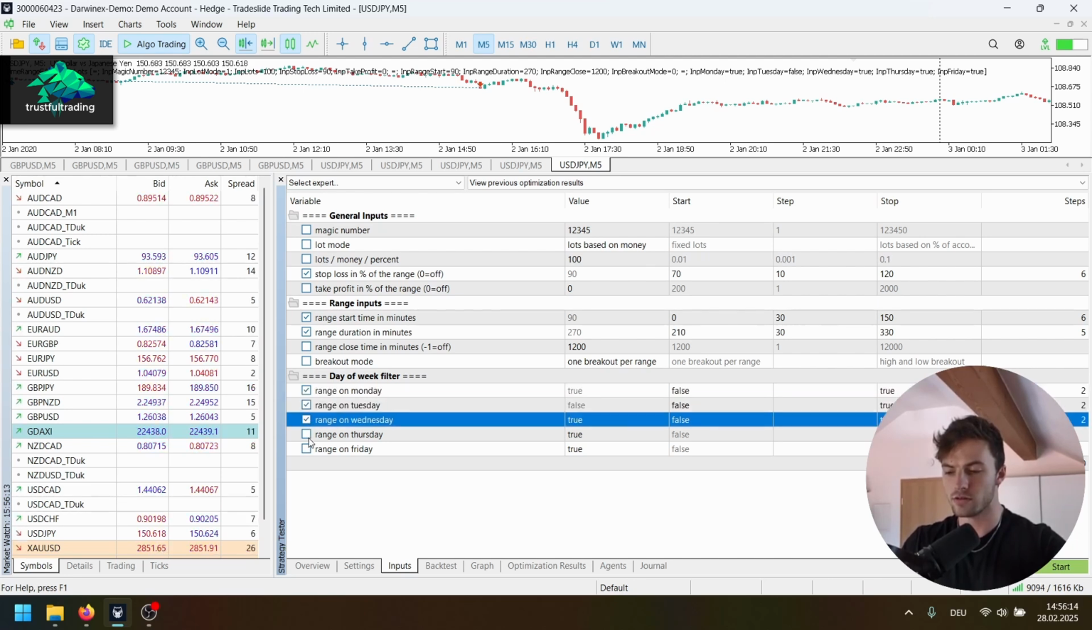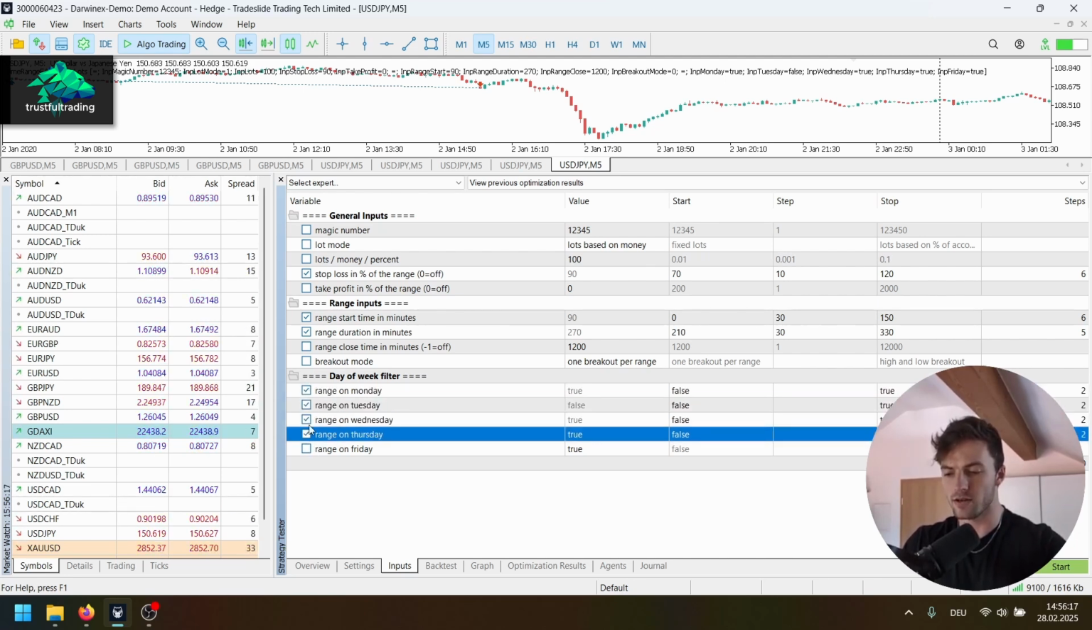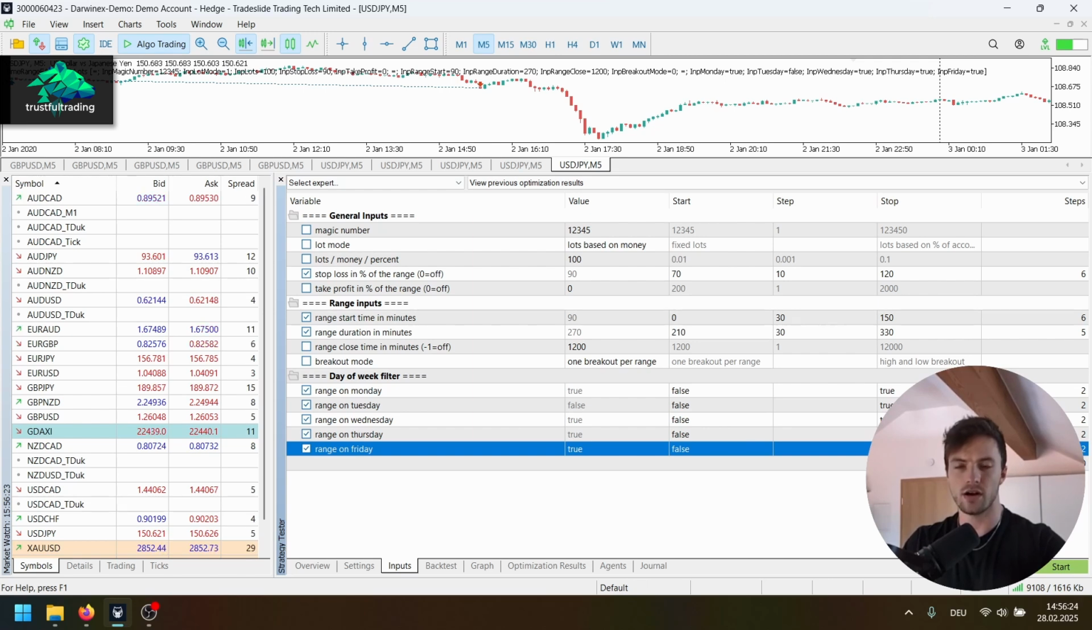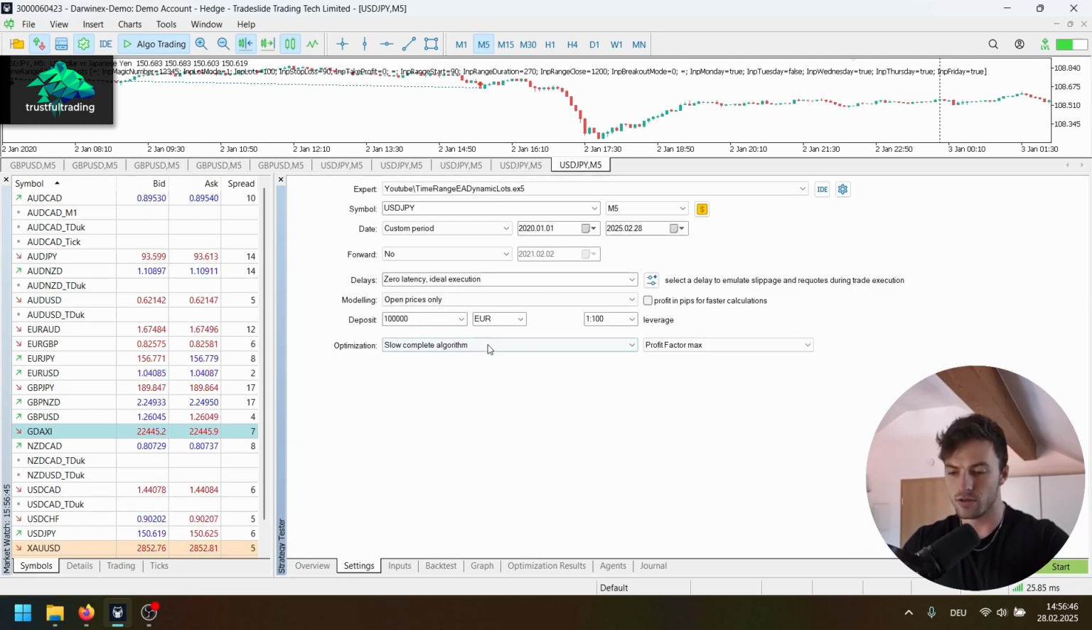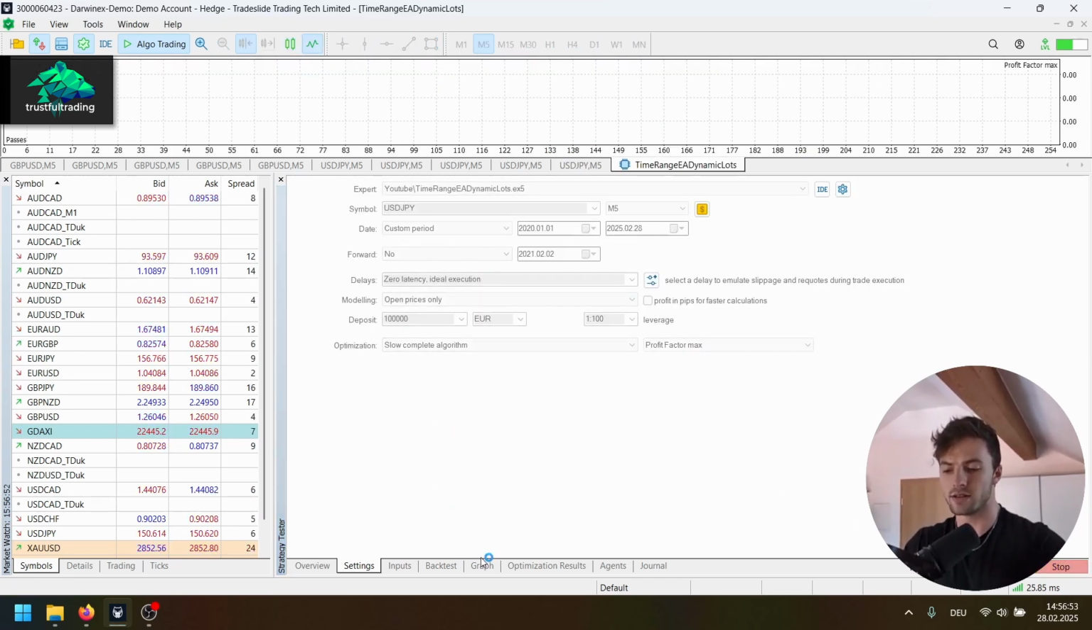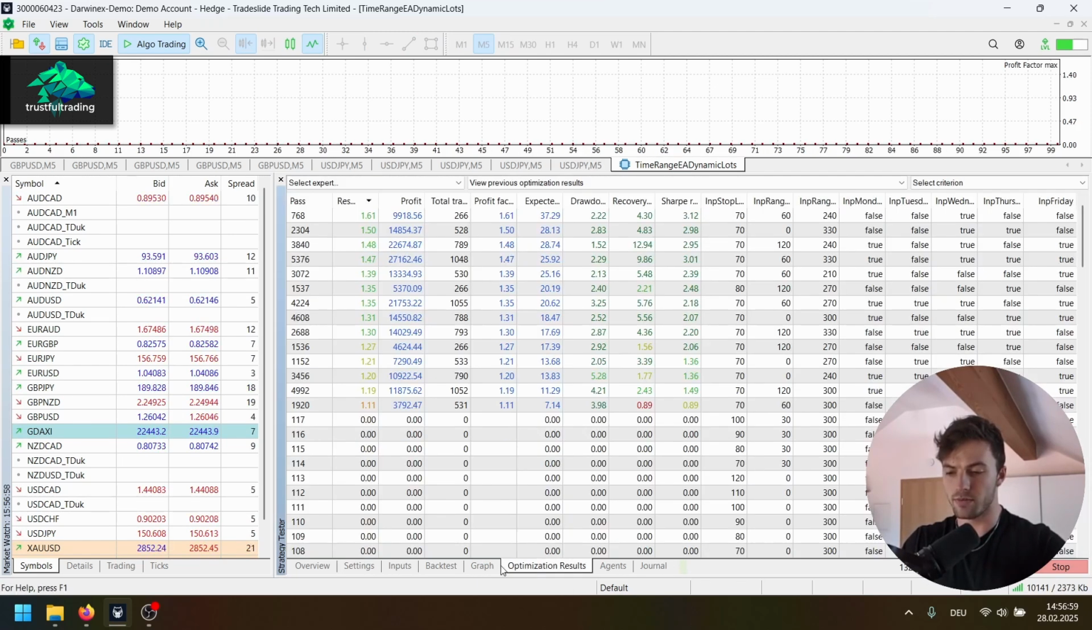we also, just for this video here, take a look at different combinations of the day of week filter. You have to be very careful with just optimizing a lot of parameters and then picking the best result. But for this video, we will also test the day of week filter. Now we have over 5K combinations, and this might take a while, but the EA is pretty fast because we run it on open price only mode, slow complete algorithm. Okay, I just press start here, and let's see how fast we get the results. Otherwise I will cut the video. Yeah, it's pretty fast, but I will make a cut here.